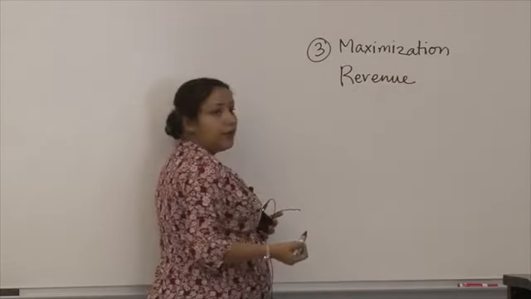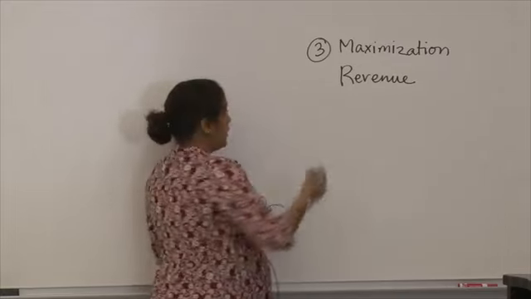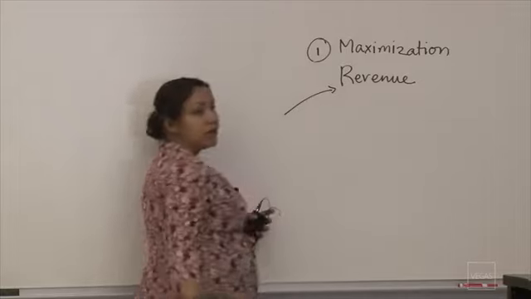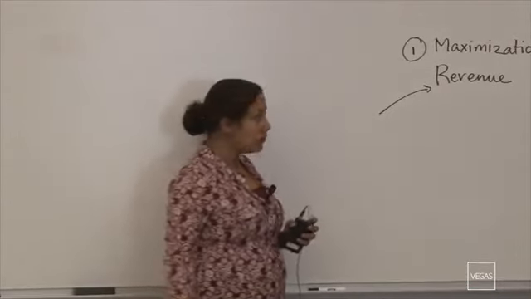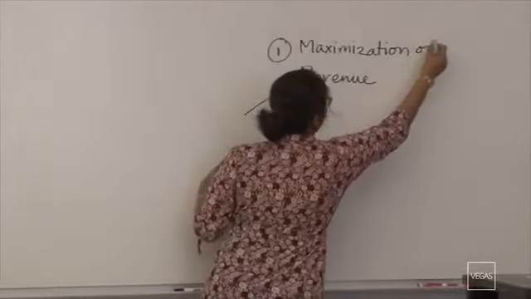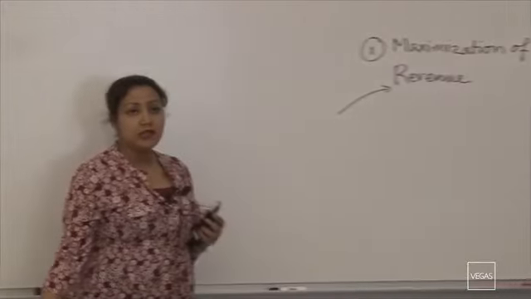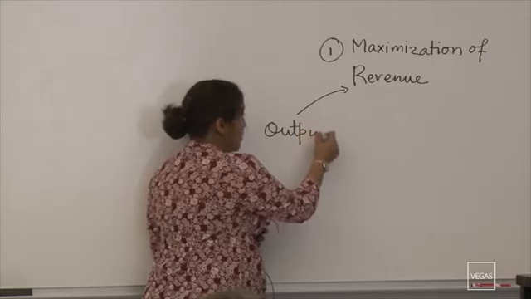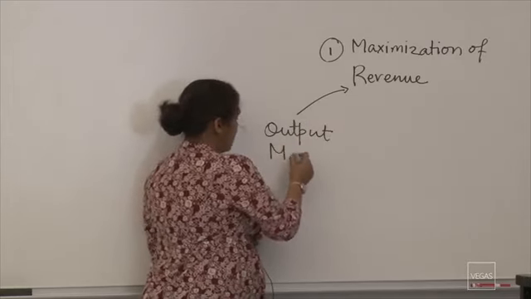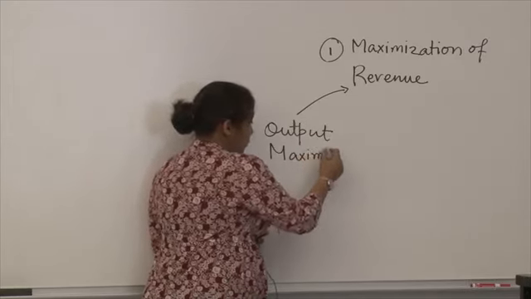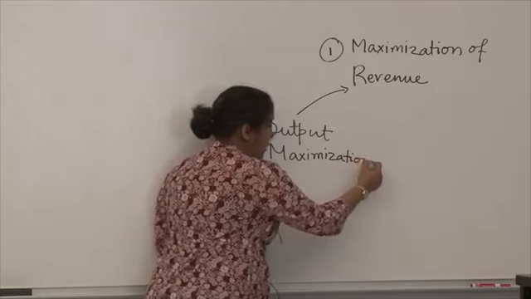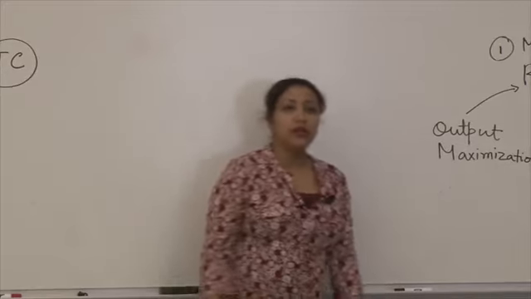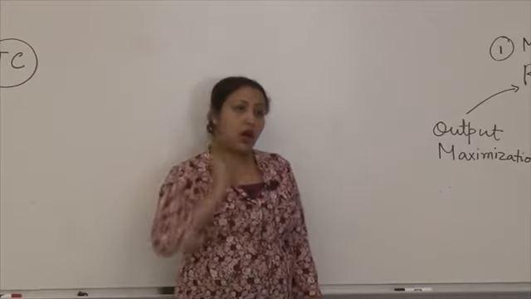Okay. If revenue has to be maximized, then in some sense it is necessary that the output, or the total product, must be maximized. So, output maximization, which is embedded in revenue maximization. If a business wants to maximize revenue, then it must maximize its output.